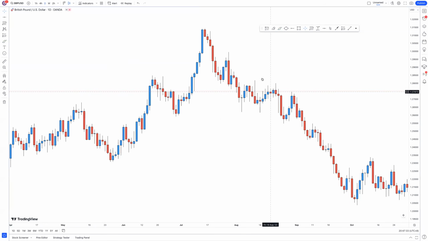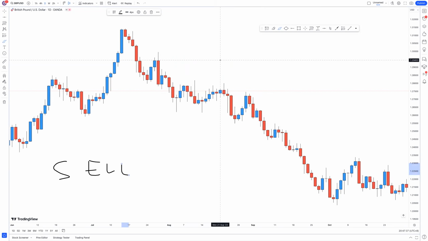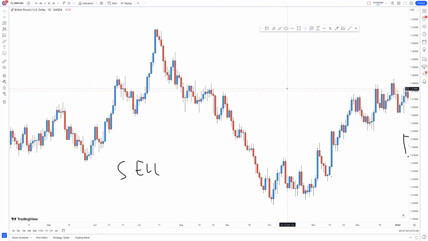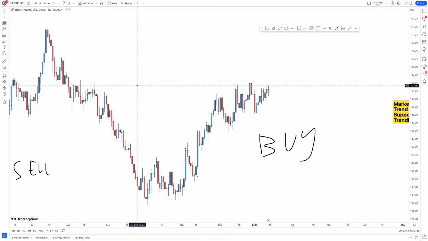And then in a downtrend like this, you want to enter for a sell, right? You have to enter for a sell. There's a lot of opportunities where you can enter for a sell here. Now, you're wondering, can I trade against the trend then?